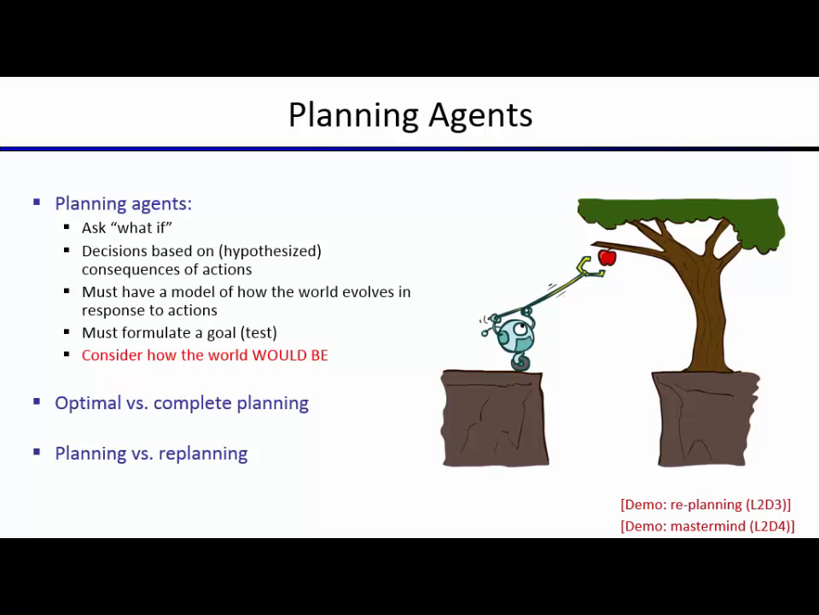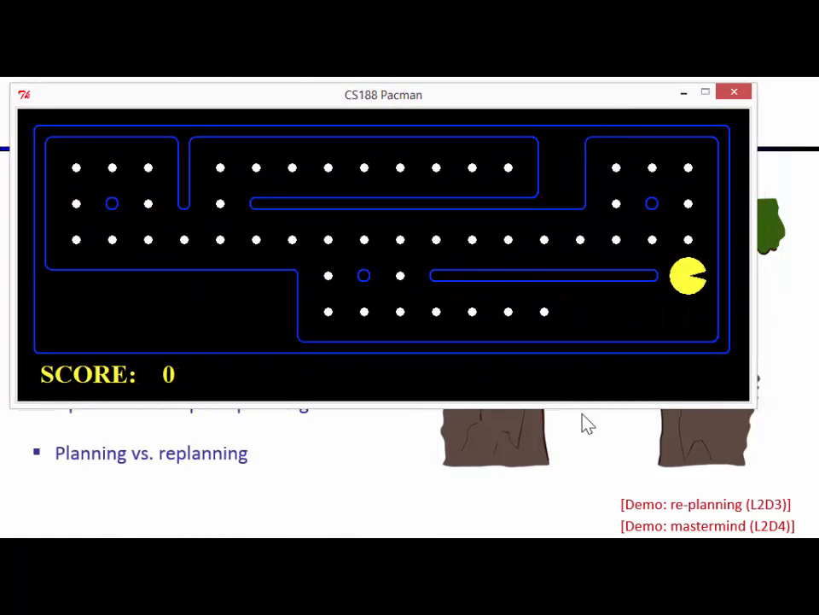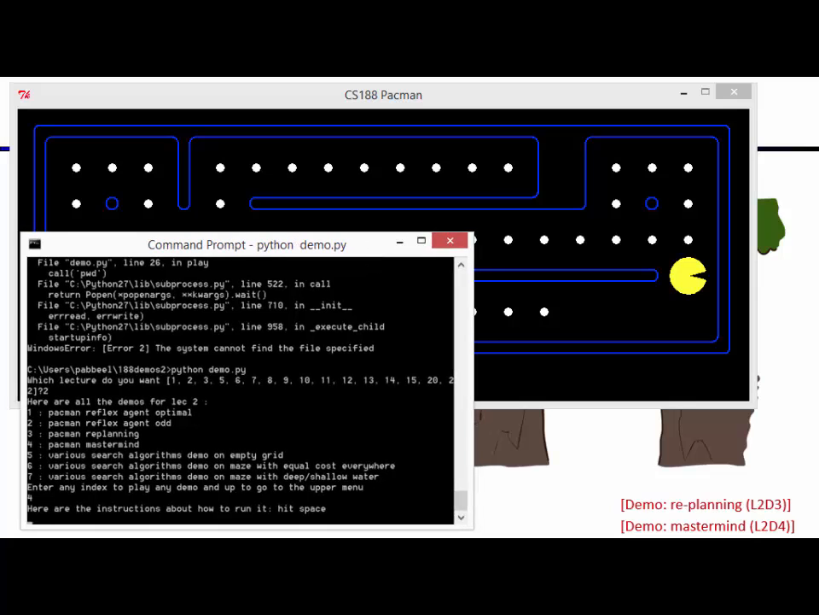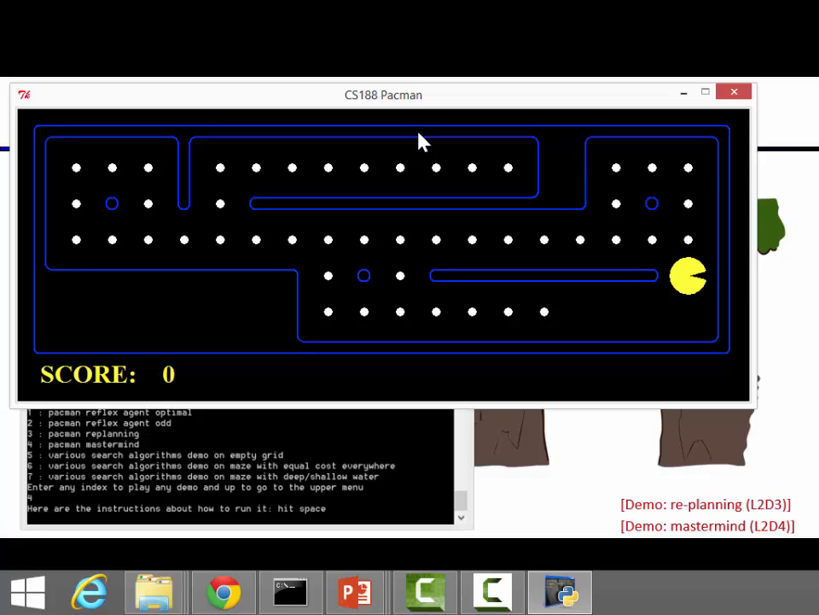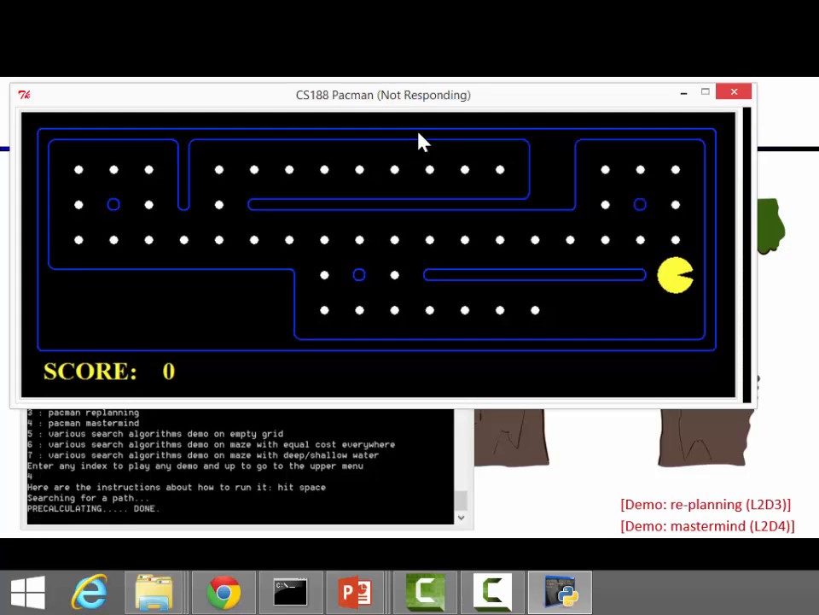So what we're going to look at here is a Pac-Man mastermind agent, meaning this is an optimal planner thinking it through very carefully. And let me also bring in the console here because it'll show what it's thinking about at the bottom here. Okay, so let's get this one started. So it's pre-calculating, it's doing some computation, still pre-calculating. It's done with the pre-calculation.